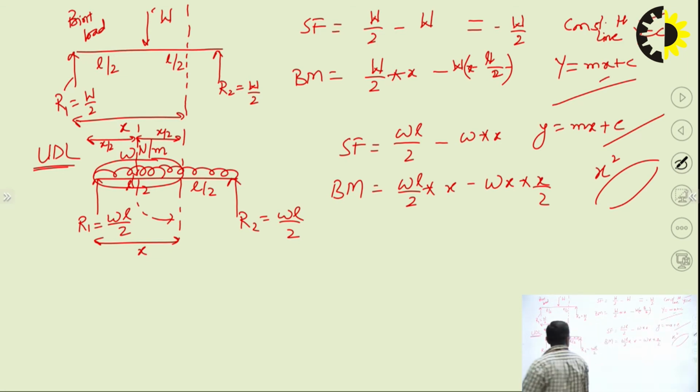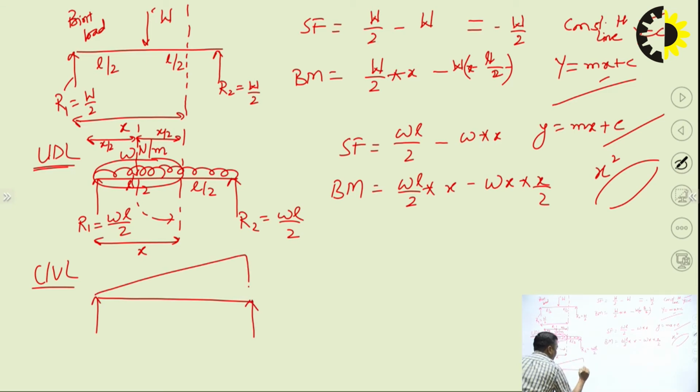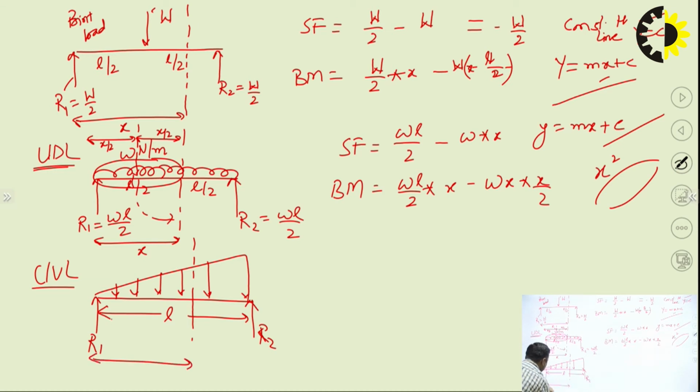ठीक, यूडीएल 1 डिग्री आगे चले गए. Now I am coming to the point UVL, uniformly varying load. Okay, the length is L. R1, R2. Now take the section plane at distance x. Write the shear force equation.